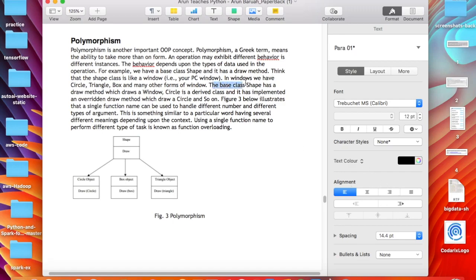So the base class shape's draw method draws a window. Circle is a derived class. It is derived from its base class and it has inherited the function. However, it has overridden that particular method, which would actually draw a circle and so on. So this is an example of polymorphism.